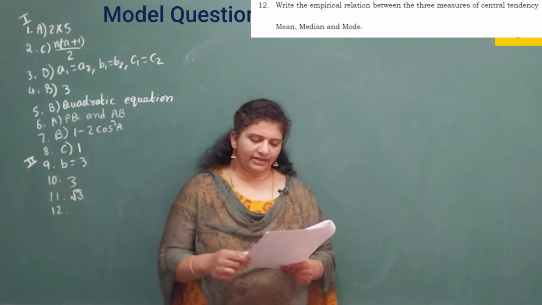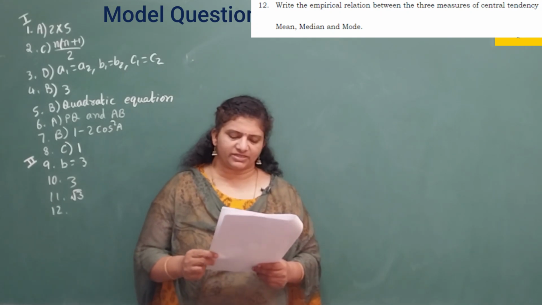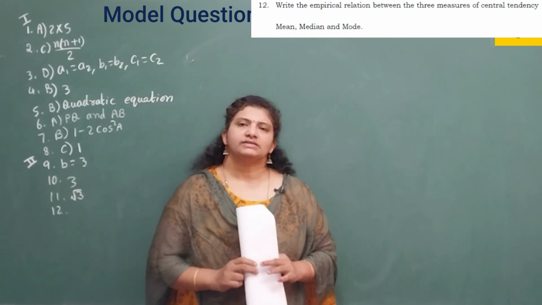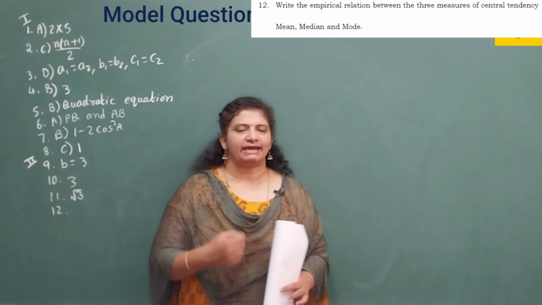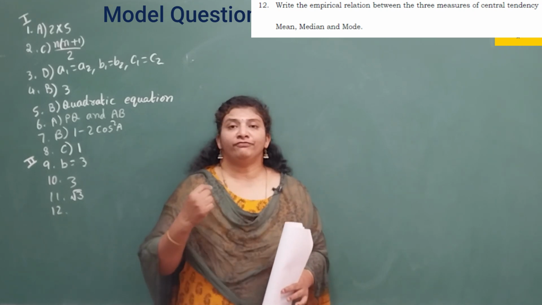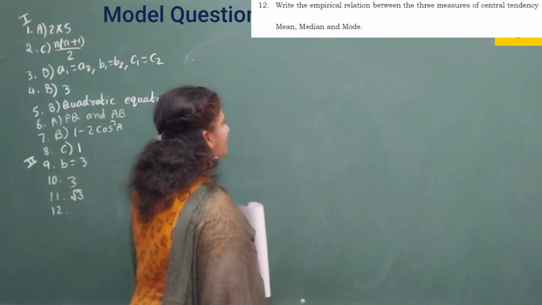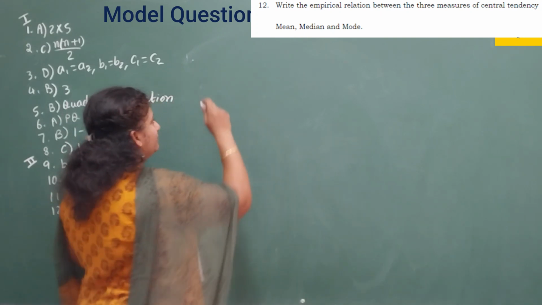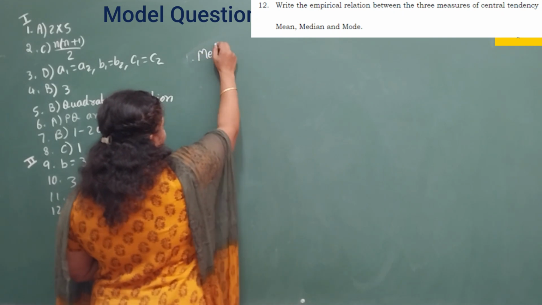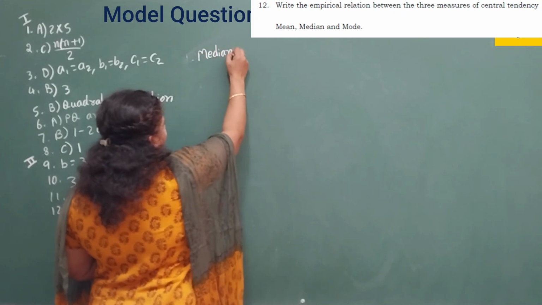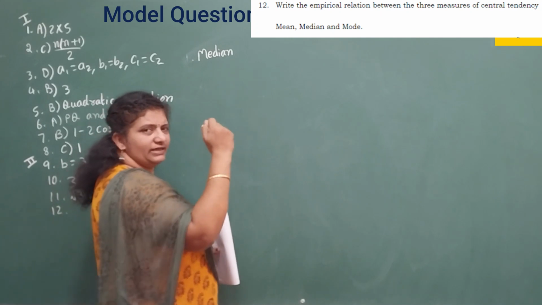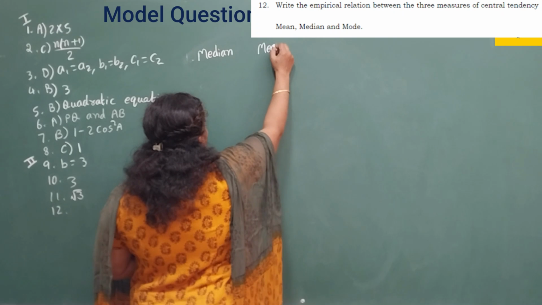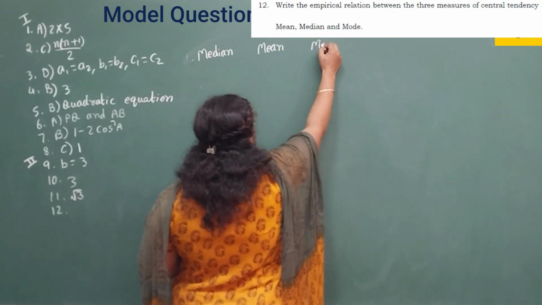12th one. Write the empirical relation between the three measures of central tendency: mean, median and mode. Suppose if you remember this, you can directly write the relation. If you forget, there is an easy way to remember. Among mean, median, mode, which is a little difficult? I think it is median. Next, a little lesser difficulty, what do you have? Mean. Next easy one, mode.